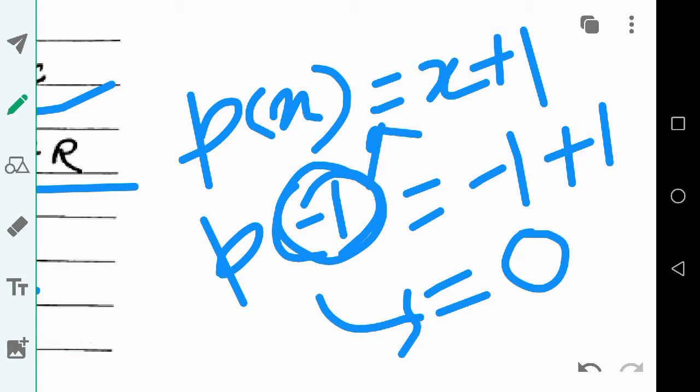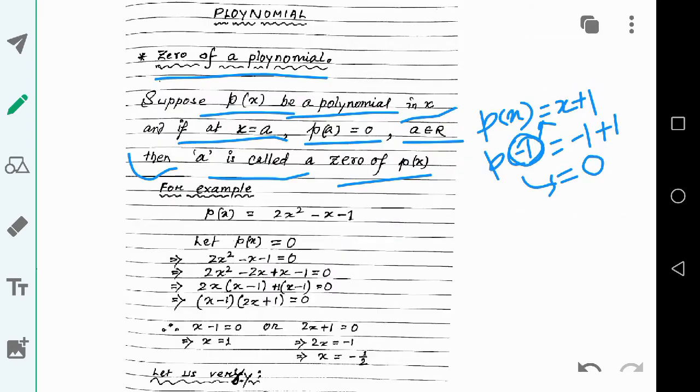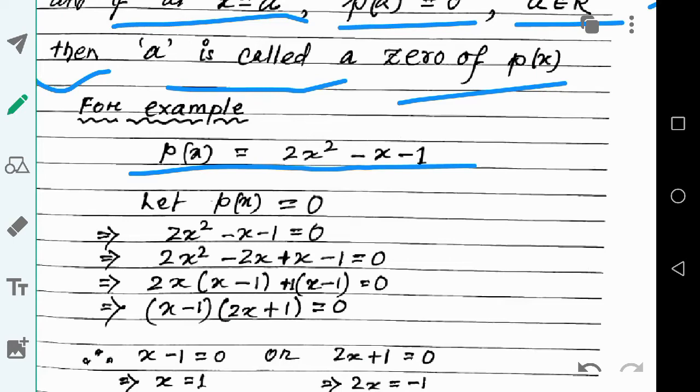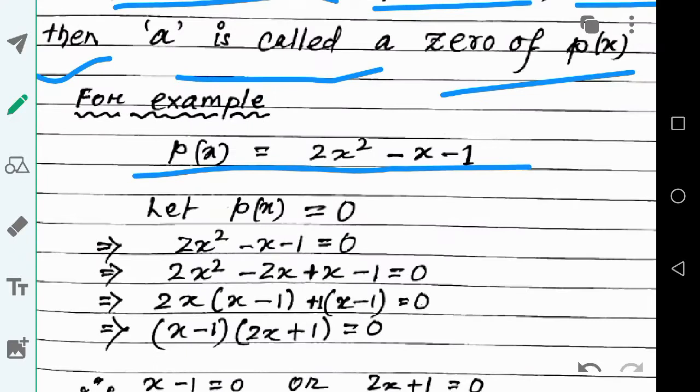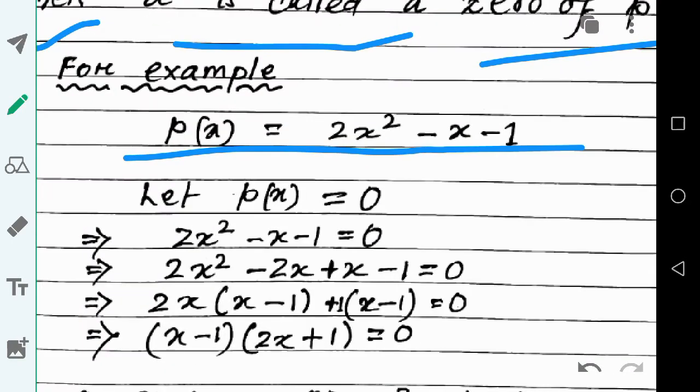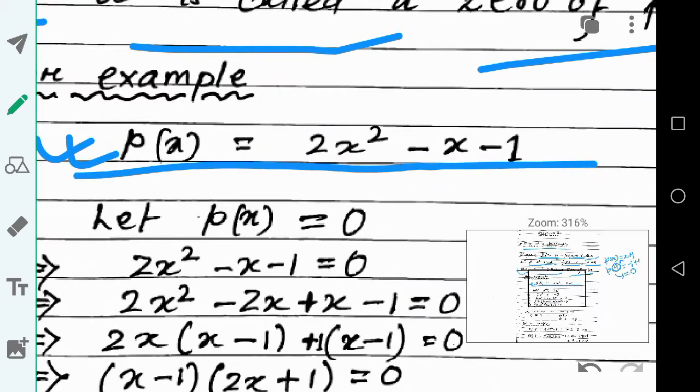So how to determine the zero of a polynomial? For example, suppose you have a quadratic polynomial. In this chapter in class 10, all the problems are based on quadratic polynomials. That's why let me take a quadratic polynomial here. For example, how to find the zeros of a quadratic polynomial. In this way you can find the zero of any polynomial.